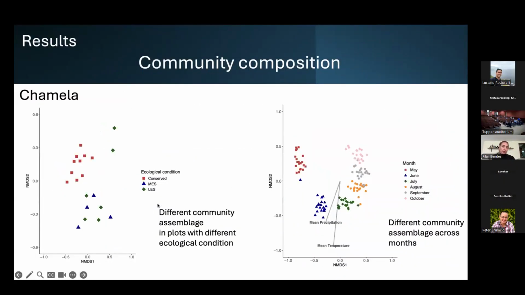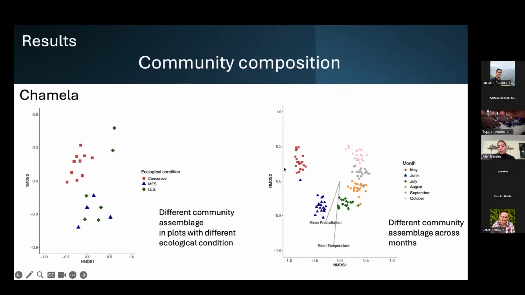So to look in more detail at Chamela and these different ecological conditions, we see that perturbed sites tend to aggregate, conserved sites tend to aggregate and differentiate themselves from perturbed sites. And in perturbed sites, what we see is that medium or low ecological succession seem to be intermixed. So maybe the categories that we set are not natural categories.